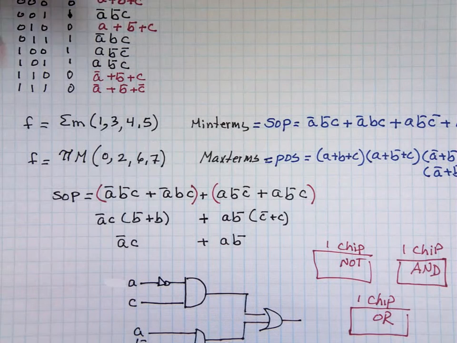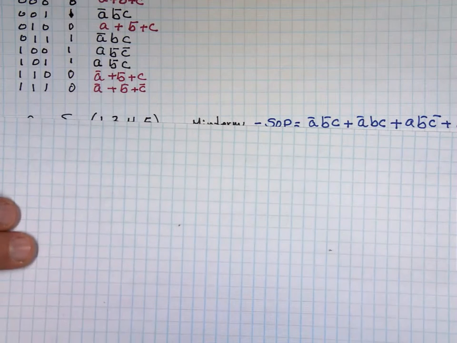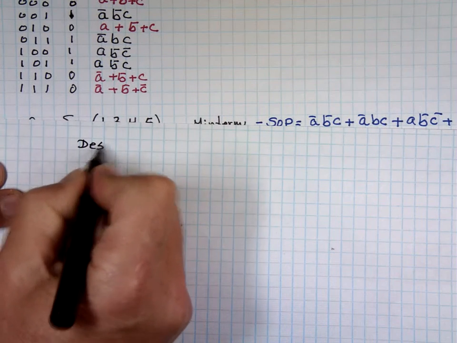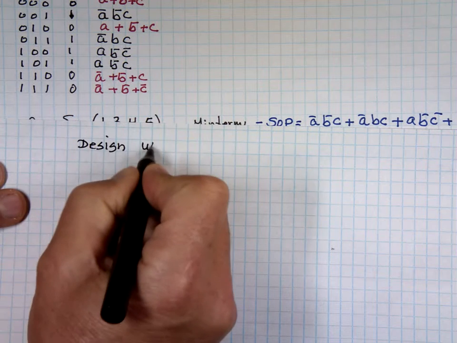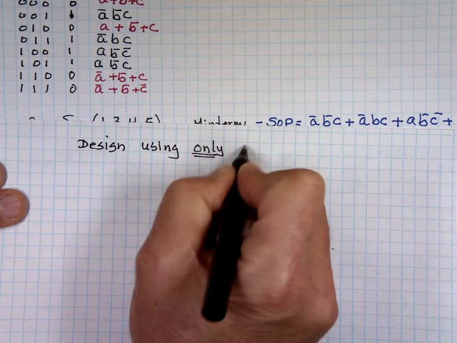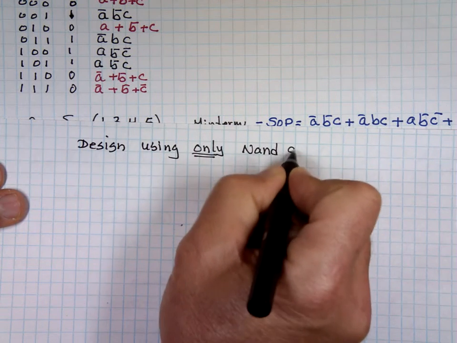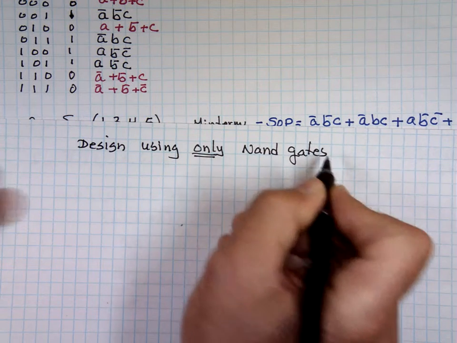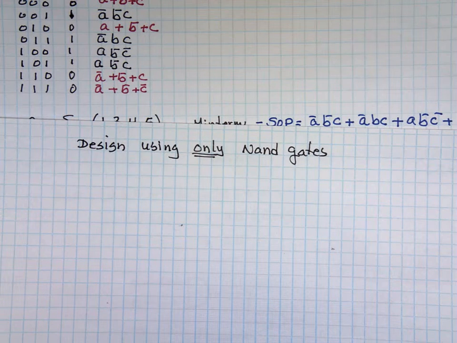I go, you know what? Let me put a twist on this problem, and you'll see me do that on the test. I'm going to say design this problem, using only NAND gates. Only NAND gates. Can't use NOT, can't use OR. I don't want to use them.